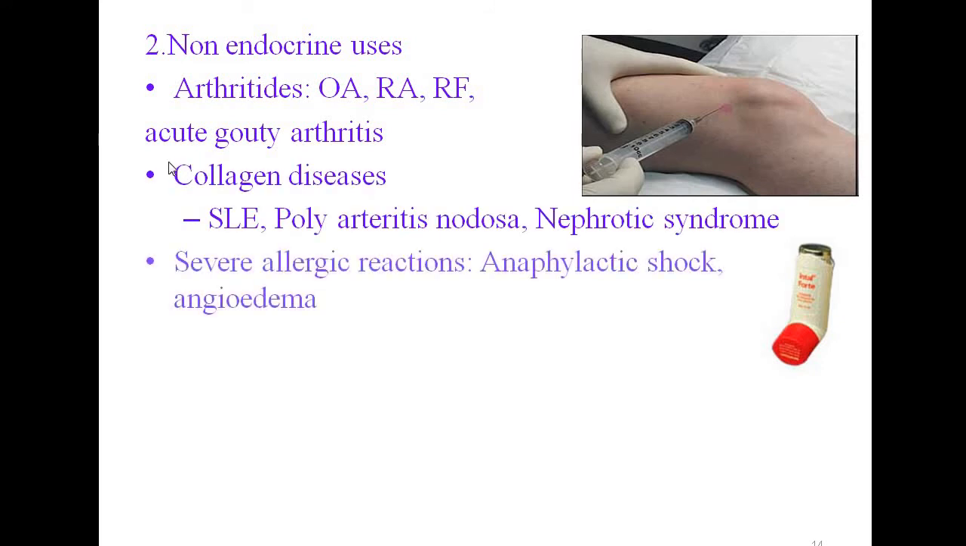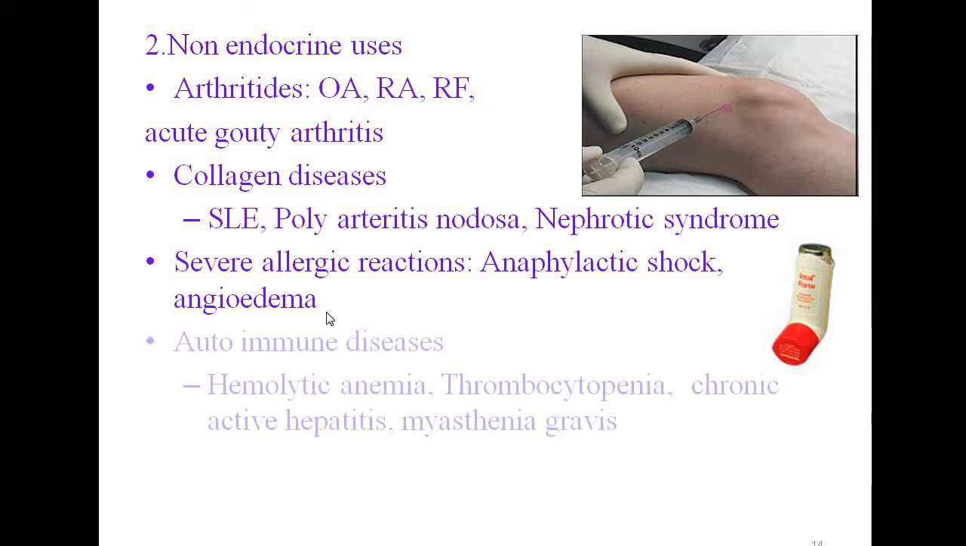In collagen diseases like systemic lupus erythematosus, polyarteritis nodosa, and nephrotic syndrome. In severe allergic reactions like anaphylactic shock along with adrenaline, and in angioedema. Now in these situations, it is for the anti-allergic and anti-inflammatory effect. In autoimmune diseases, the immunosuppressive effect of the corticosteroid is used. For example, hemolytic anemia, thrombocytopenia, chronic active hepatitis, and myasthenia gravis.